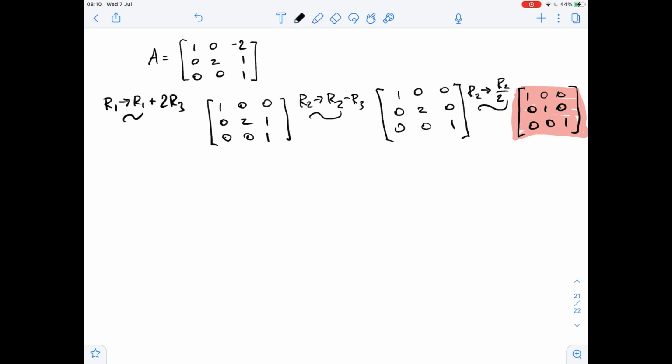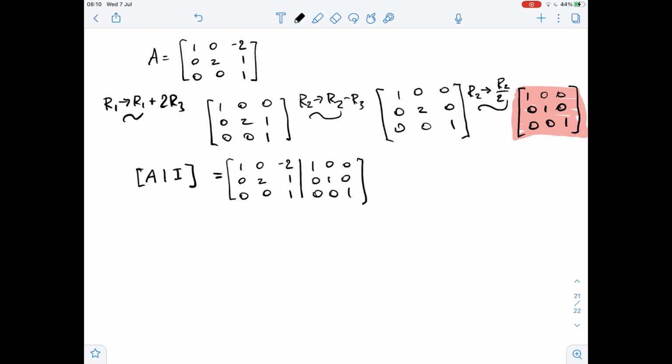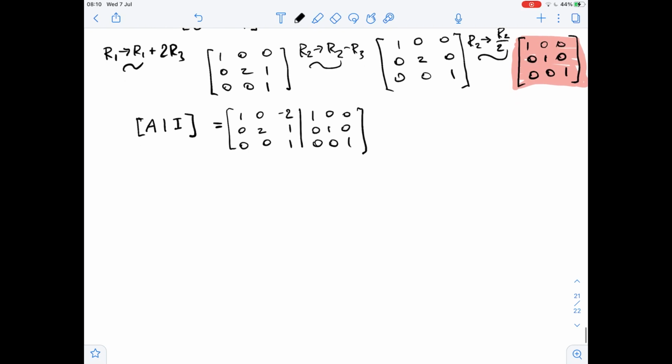In order to find the inverse of A, we can write down A and the identity matrix, with matrix A on the left side and the identity matrix on the right side. And now we'll also perform some row operations in order to find the inverse.